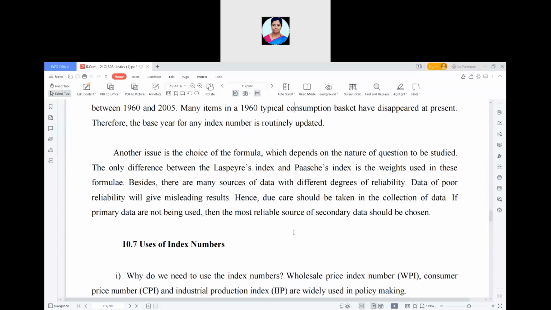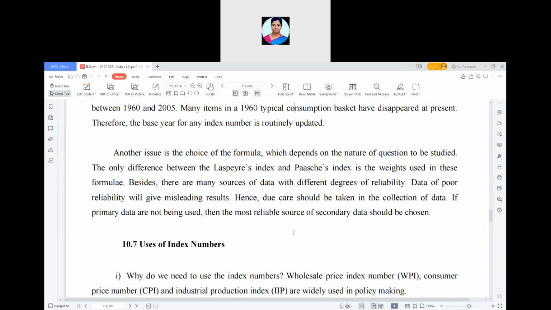Besides, there are many sources of data with different degrees of reliability, and data of poor reliability will give misleading results. Hence, due care should be taken in the collection of data. If primary data are not being used, then the most reliable source of secondary data should be chosen.